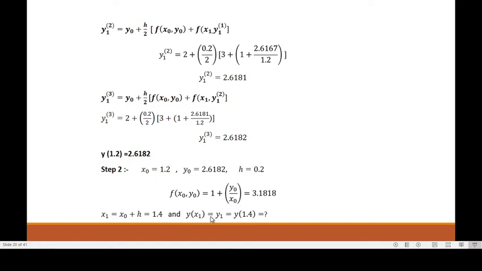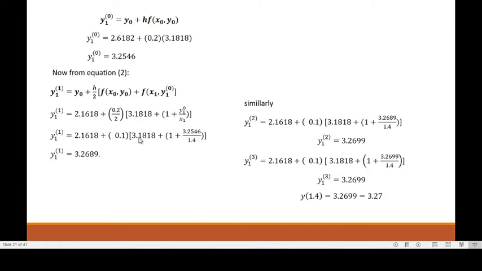So we need to calculate y1 at x is equal to 1.4. Now calculate f of x naught comma y naught for this. We know that f of x comma y is 1 plus y by x, so that is 1 plus y naught by x naught. Here y naught is 2.6182 and x naught is 1.2. Substitute here, you will get 3.1818. Now substitute this in Euler's formula. Euler's formula is given by y1 of 0 is equal to y naught plus h into f of x naught comma y naught. Substitute the calculated values here, you will get 3.2546.